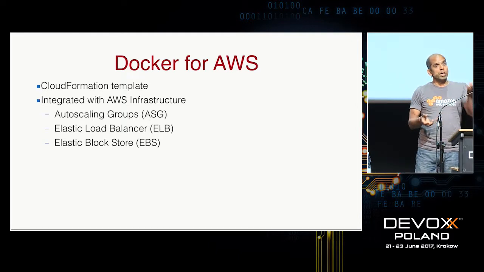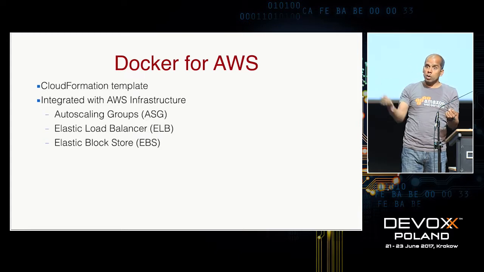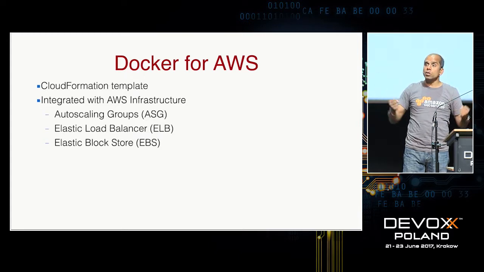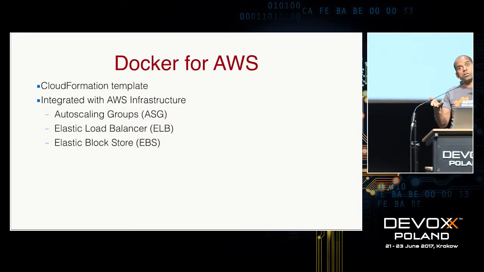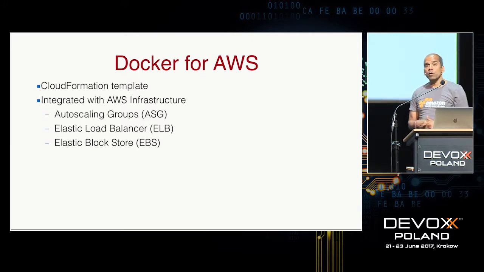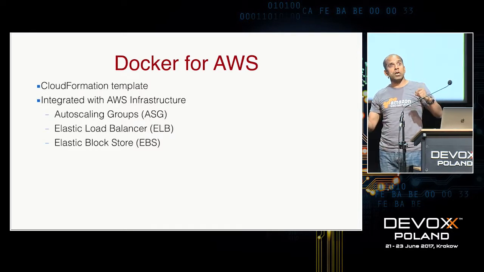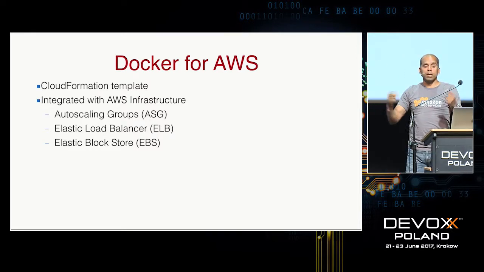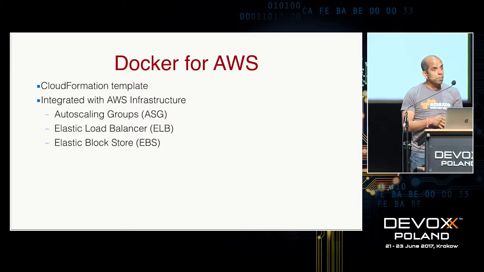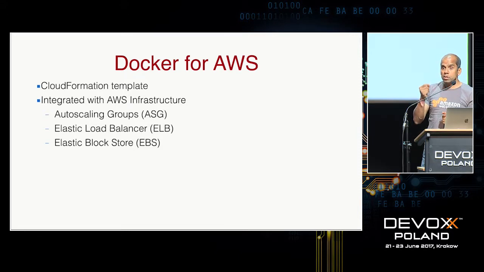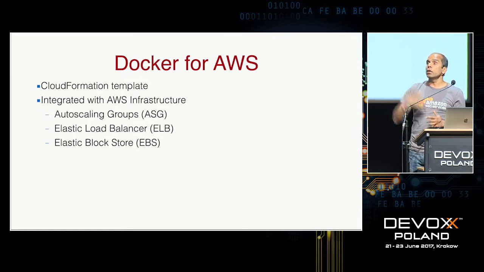So it spins up your EC2 instances. It configures the master, it configures the worker. All of that configuration is automatically done for you. It also configures your workers and masters into an auto-scaling group. And what that means is, if a node goes down, because of being in an auto-scaling group, the node will automatically come back up. It also configures an ELB, an elastic load balancer. So any services that you create in that Docker cluster can be front-ended with an ELB.